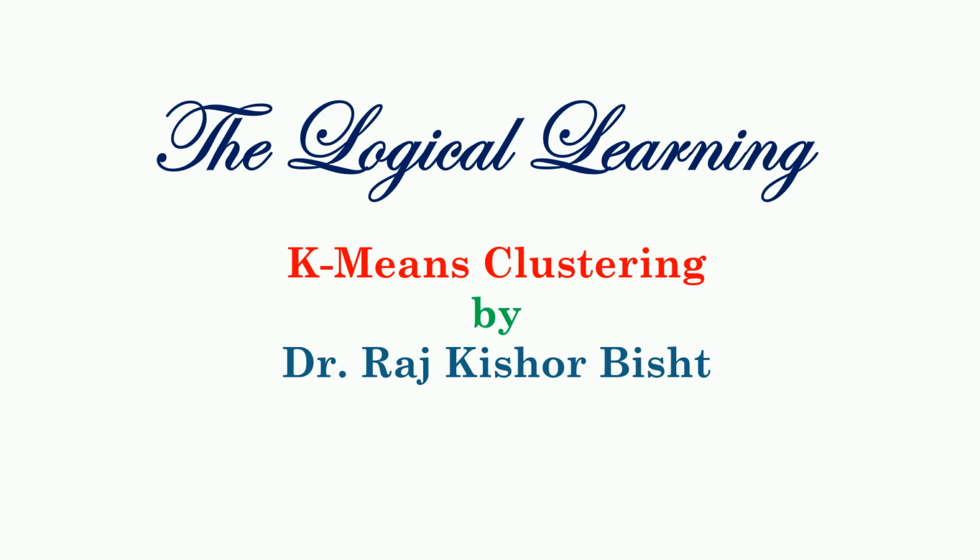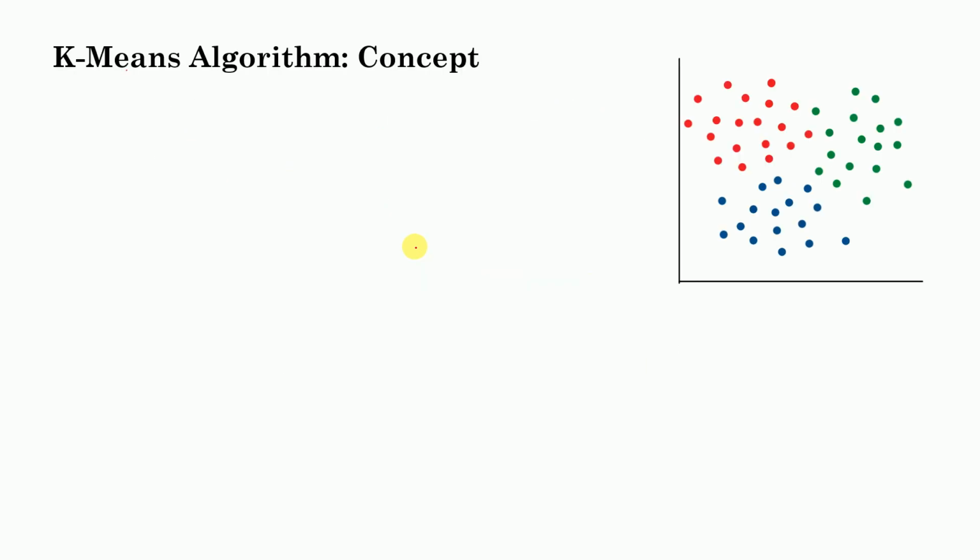So, today we will learn K-means clustering. First, we will go through the basic concept of this. Here I have drawn this diagram. As you can see, this is two-dimensional data. You can assume that two attributes are given, a data with two attributes, say for example x and y.